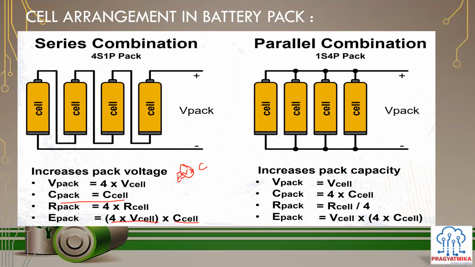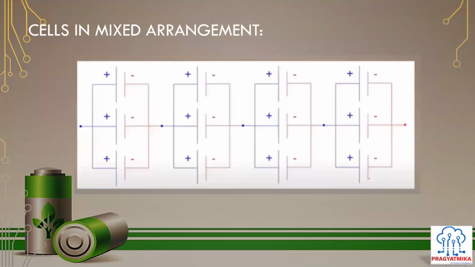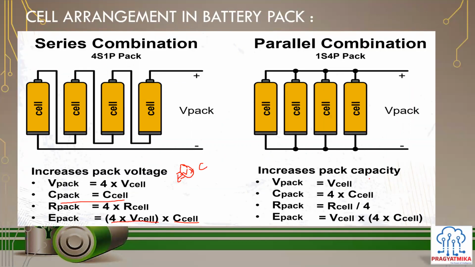But in a parallel combination, the pack voltage would remain the same as the cell voltage, whereas the pack capacity would be multiplied by the number of cells. The internal resistance will be the internal resistance of a single cell divided by the number of cells connected in parallel, whereas the energy would again be V into C, and here the number of cells multiplies the capacity of the cell, which is multiplied by the potential of a single cell. So that is the direct series or parallel connection we are doing.